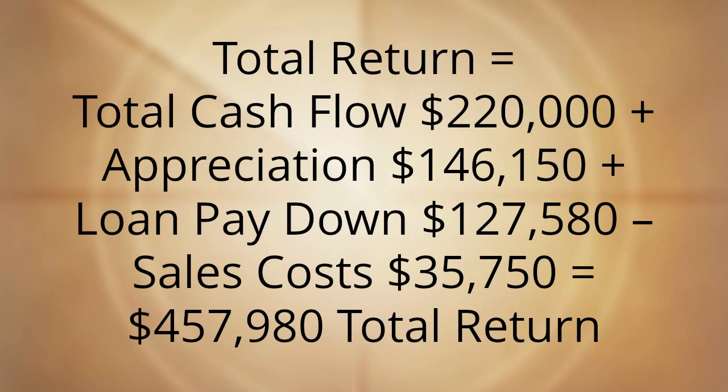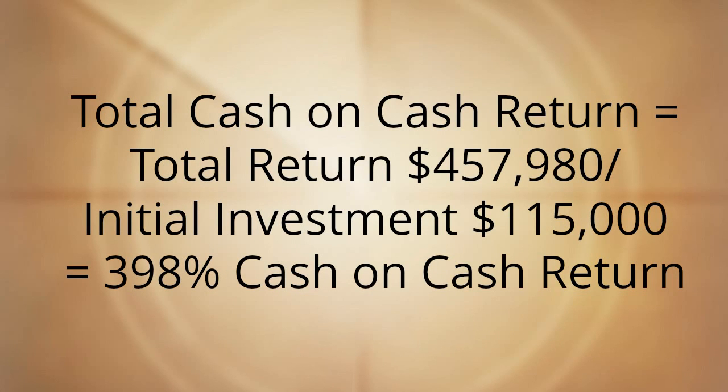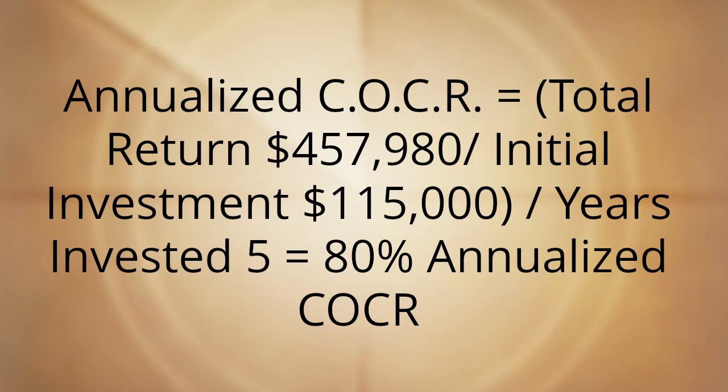$457,980. So the total cash on cash return is the total return of $457,980 divided by the initial investment of $115,000, which would be a 398% cash on cash return. Phenomenal. Annualized cash on cash return, we would figure that by the total return of $457,980 divided by the initial investment of $115,000 divided by the years invested, which would be an 80% annualized cash on cash return.